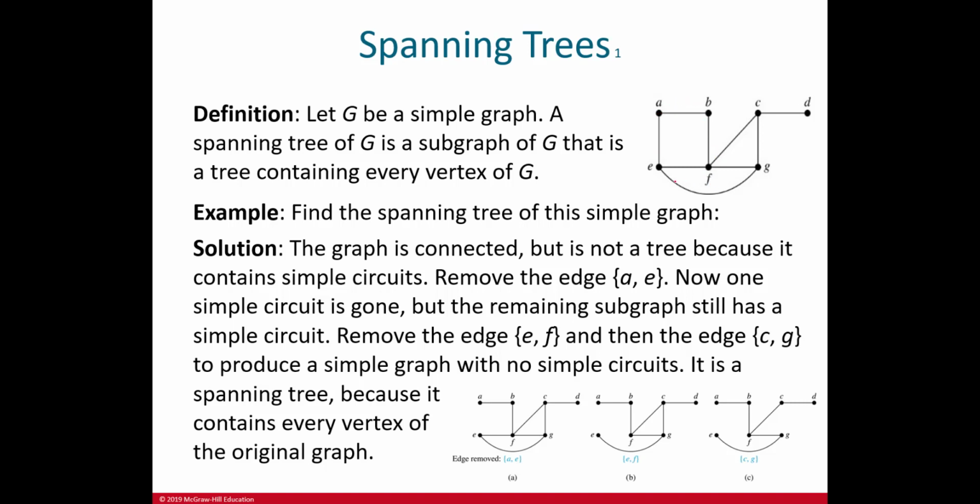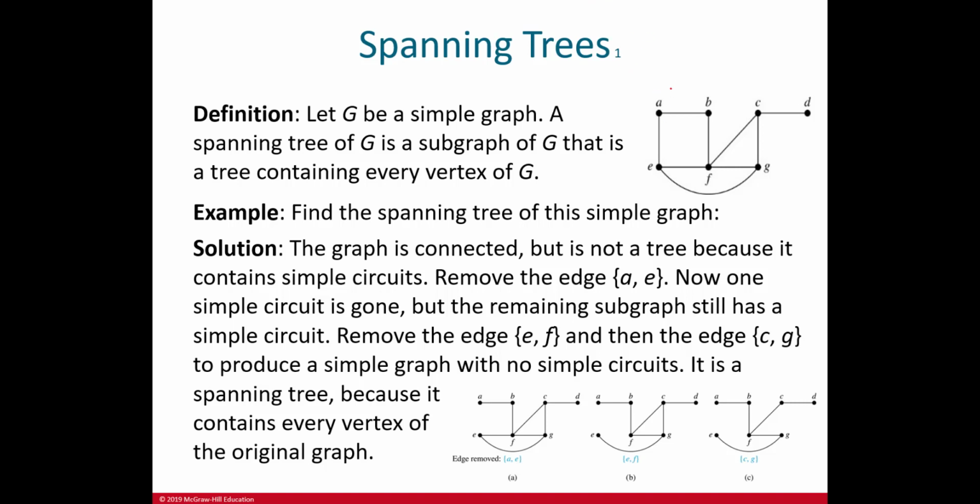So A, B, F, E, A is one cycle, then F, C, G, F is another cycle, and E, F, G, E is the third cycle. That is allowed in any graph. But when we have to find a spanning tree from this graph, all the vertices of the original graph need to be there in the spanning tree also.